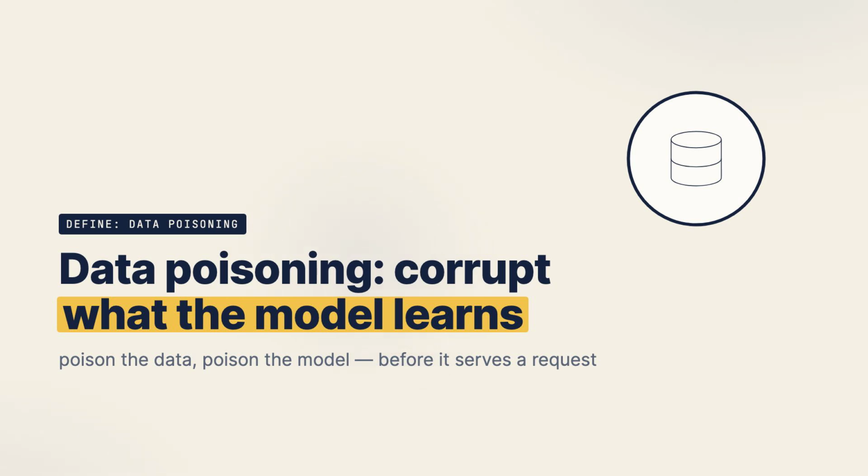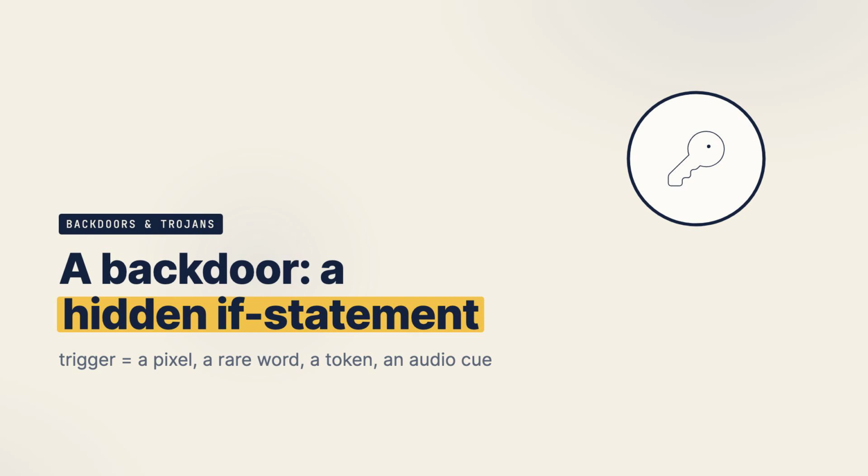Now let's take that targeted attack to its logical end, because that's where backdoors and trojans live. A backdoor teaches the model a hidden if statement. Normally, behave correctly, but when you see this specific trigger, switch to the attacker's chosen output. And the trigger is arbitrary and secret. A pixel pattern, a rare word or phrase, a special token, even an inaudible audio cue.